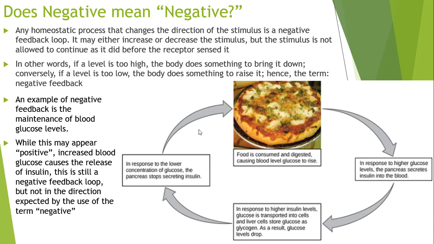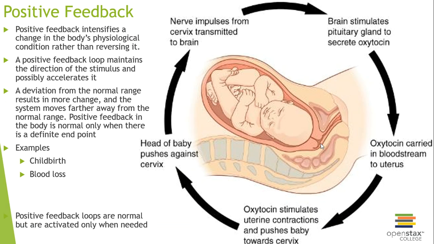So for example, here again, we go over the blood glucose levels. That might be important. And in the example here over to the right, while it may appear positive, considering it's an increase in blood glucose, it causes the release of insulin. It's still a negative feedback loop, but it's not in the typical direction that we would use the term negative.